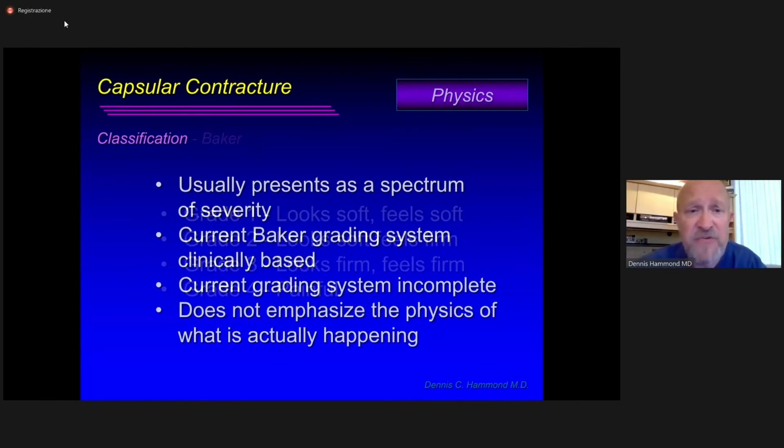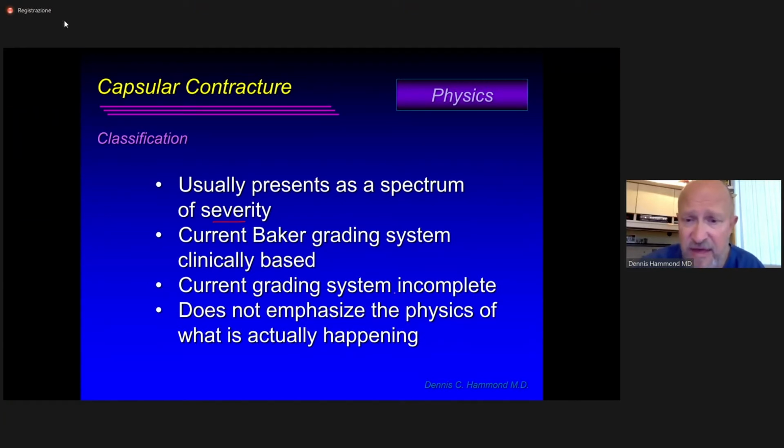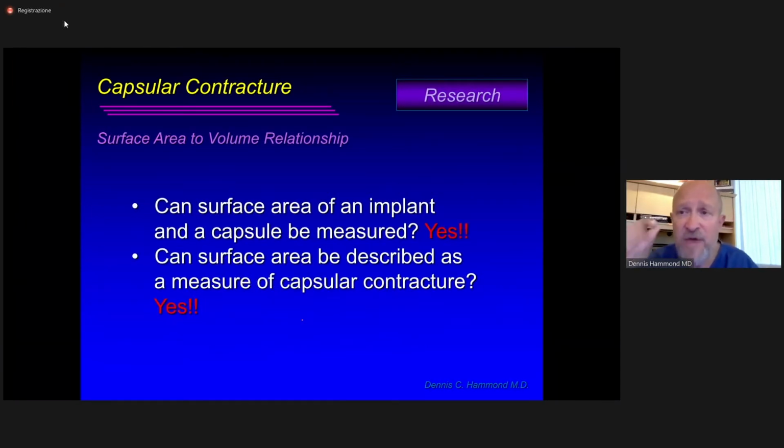The problem here is that capsular contracture presents as a spectrum of severity. And right now, the current Baker grading system is subjective and it's incomplete. And it really doesn't emphasize the physics of what is actually happening. And I think that we can do this.